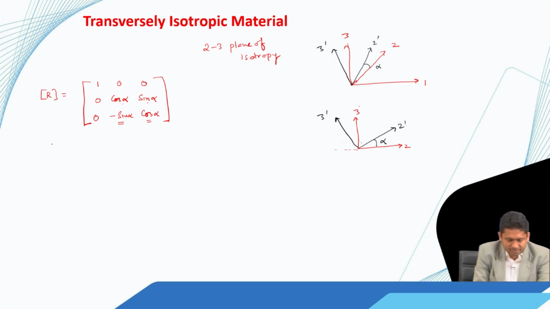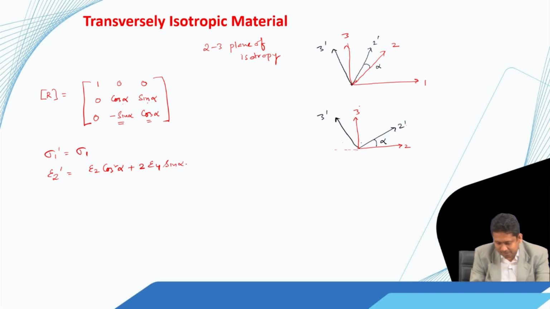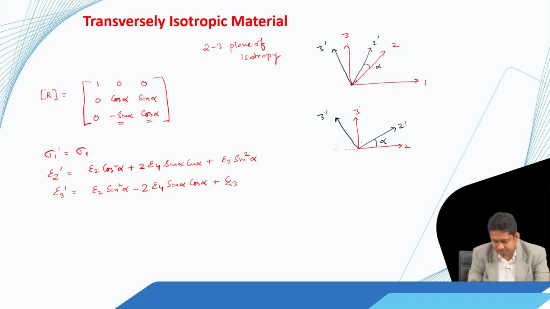Now, with this rotation matrix, if I find sigma 1 prime, that simply remains sigma 1, but for the other terms, if I find epsilon 2 prime, that becomes epsilon 2 multiplied by cosine square alpha plus 2 epsilon 4 multiplied by sin alpha and cosine alpha plus epsilon 3 multiplied by sin square alpha, and similarly we have epsilon 3 prime, and that is epsilon 2 sin square alpha minus 2 epsilon 4 sin alpha cosine alpha plus epsilon 3 into cosine square alpha.